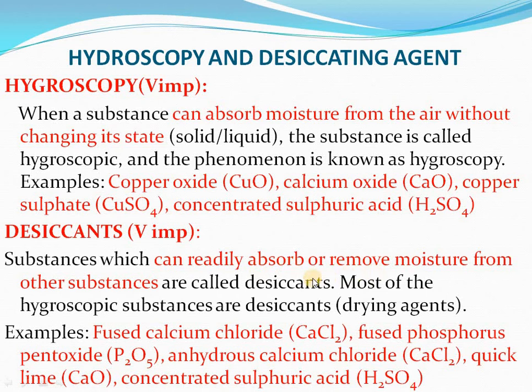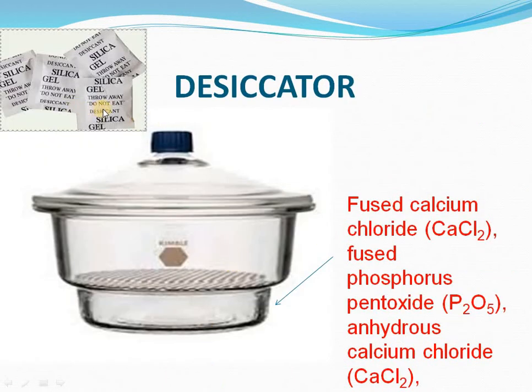Desiccants readily absorb moisture from other substances, or are used to dry other substances. Examples are fused calcium chloride, fused phosphorus pentaoxide, anhydrous calcium chloride, quicklime, concentrated sulfuric acid. So this is a desiccator. If you have bought new water bottles, there you will find a packet of some substance. This is a desiccant, silica gel. Fused calcium chloride or phosphorus pentaoxide, any one of these can be used here to dry the substance. The substance to be dried is kept over the strainer, and below that we keep the drying agent.